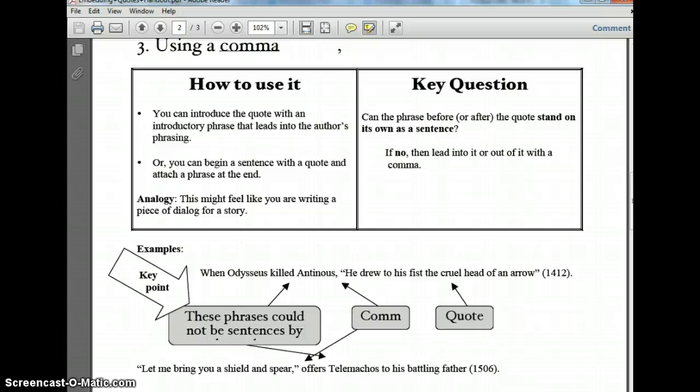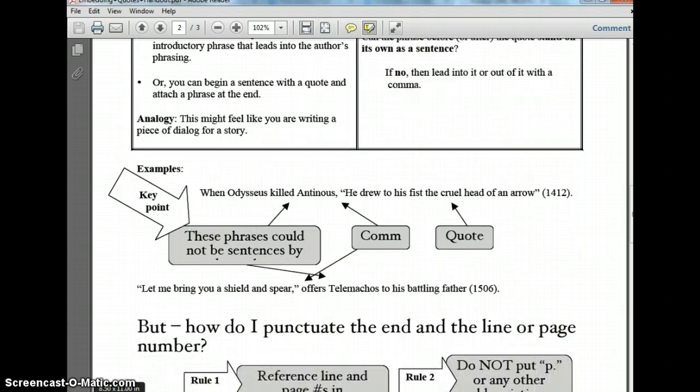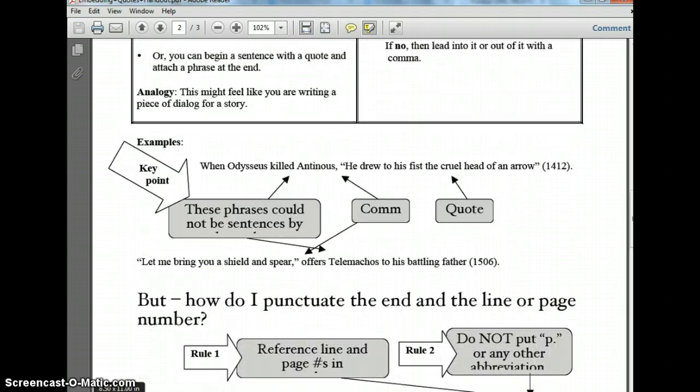When Odysseus killed Antonius, he drew to his fist the cruel head of an arrow. You've got your key point, you've got your comma, you've got your quote. Now you can also do this the other way. Let me bring you a shield and spear, comma, and then they have their phrase after.